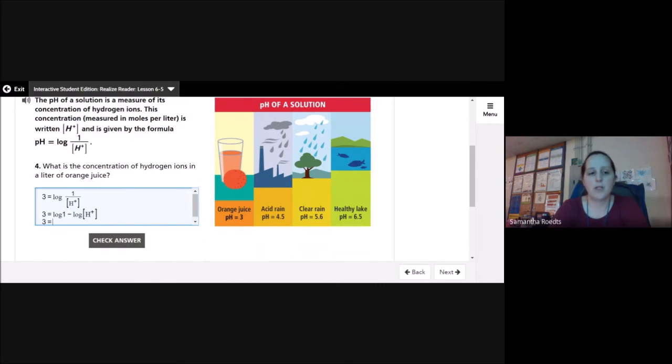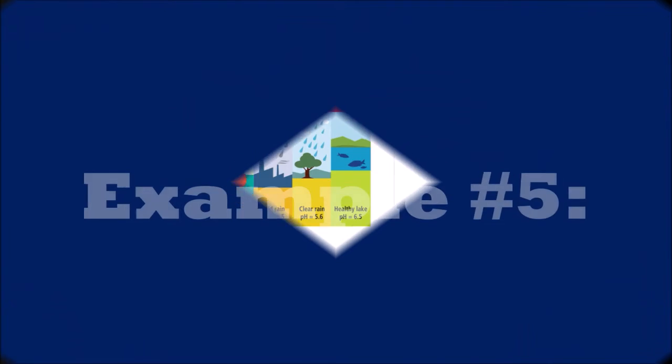Okay. Now I want to solve for my hydrogen ion. So I have 3 equals negative log H plus, because log of 1 is 0. So then I want to switch my sign. So I have negative 3 equals log H plus. So then I want to rewrite it in exponential form. So this is base 10 to the negative 3rd equals H plus. So my hydrogen ions are 10 to the negative 3rd moles per liter, or 0.001 moles per liter.